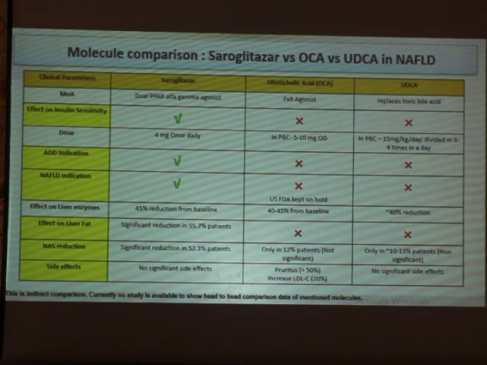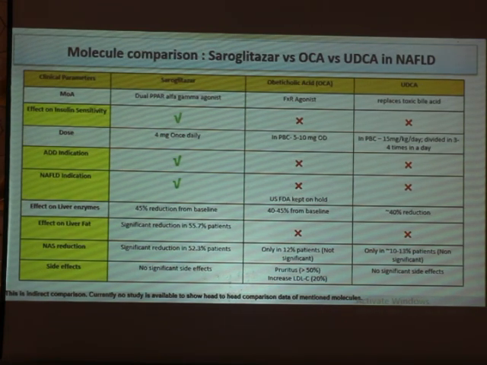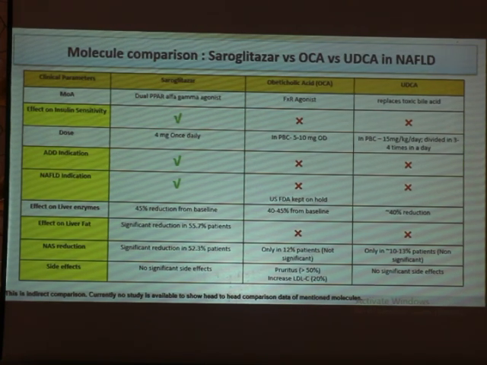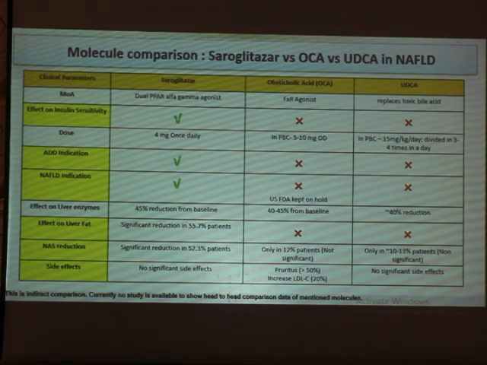So this is now a head-to-head comparison table. It is a direct comparison of the different common medications which are being used. So we have saroglitazar, we have obeticholic acid, and we have UDCA. Saroglitazar, as you all know, is a combined PPAR alpha and gamma agonist. It has a positive beneficial effect on insulin sensitivity, and it is indicated for NAFLD. There is a good reduction in the liver enzyme levels from baseline, and a significant reduction in liver fat.